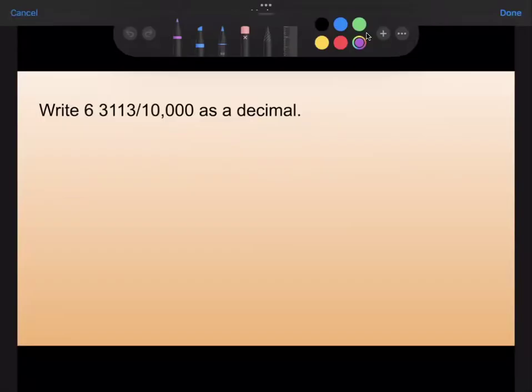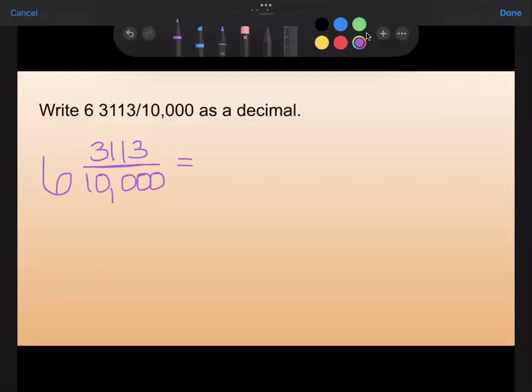Okay, here is our last one for today, our last example for this video, where we're going to actually take the mixed number and rewrite it as a decimal this time. So the mixed number they give us is 6 and 3,113 over 10,000. That's quite a big fraction. Okay, but at least it's over a multiple of 10, right? If it was over 4 or 6 or something like that, that'd be a little bit more work. But in this case, it's already over a multiple of 10, which will make it easier to write the decimal portion.